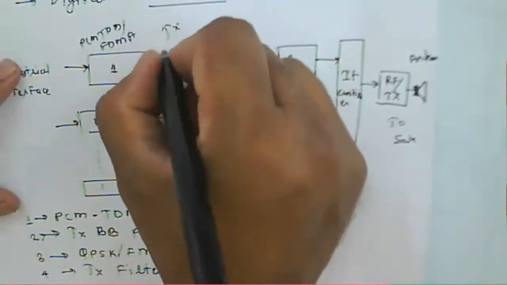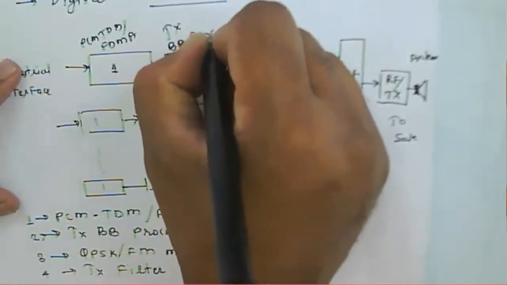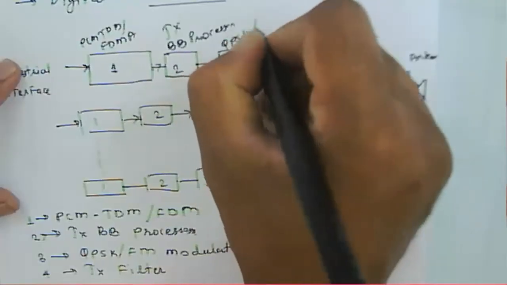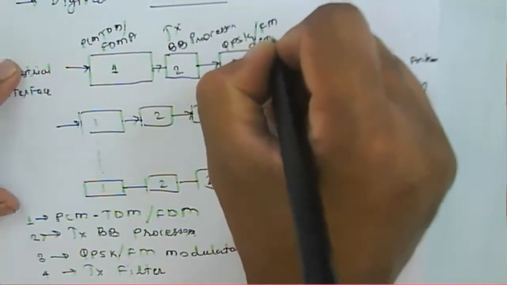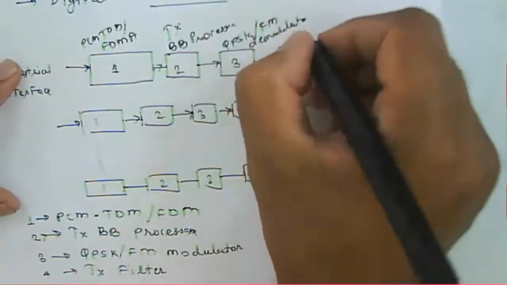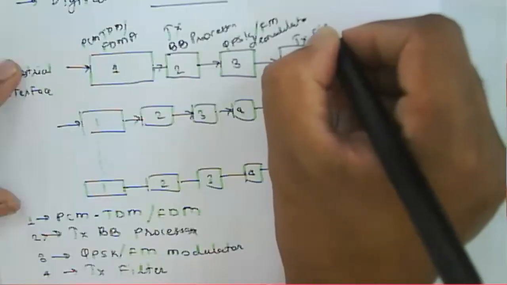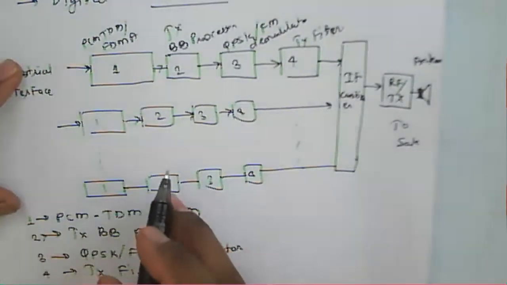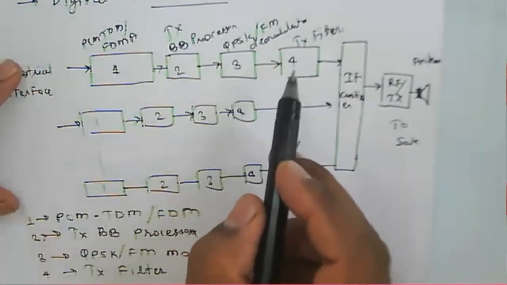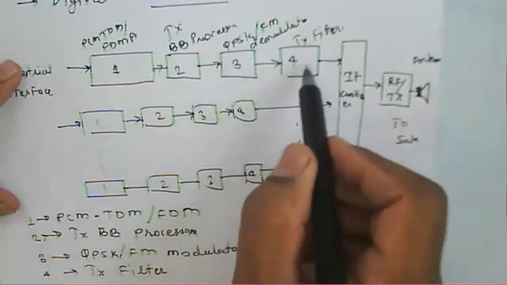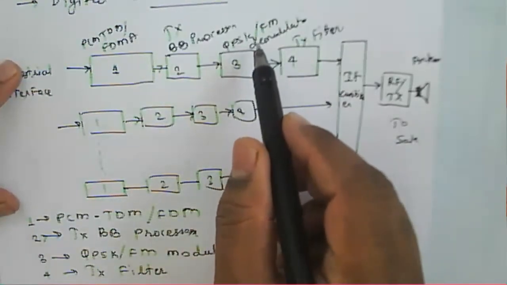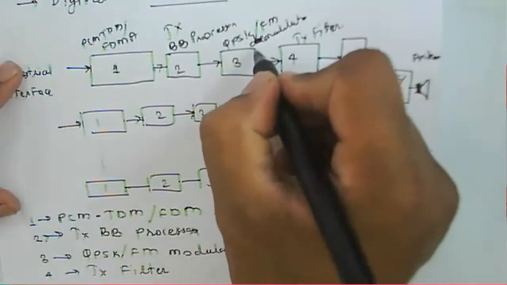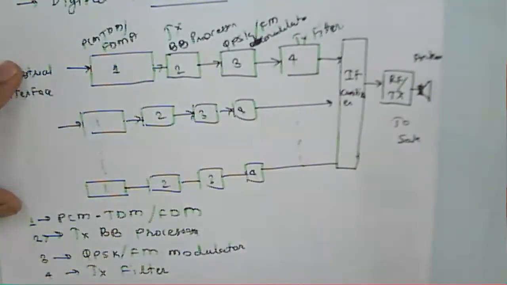And this one is about a transmitter baseband processor. Then we have a demodulator, we can say QPSK FM demodulator. And this one is nothing but a transmitter filter. Now, after the modulator we can consider a filter. Here in the transmitter it is a modulator, and for the receiver it is a demodulator. Okay.